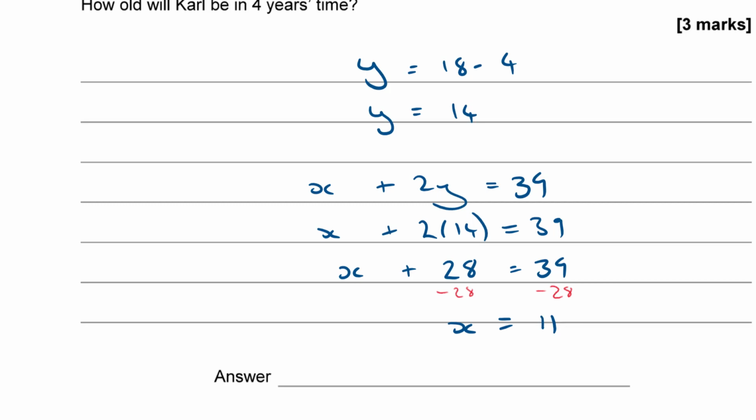The question says, though, how old will Carl be in 4 years' time? He's going to be 4 years older than this, isn't he? So Carl will be 11 plus 4, so that means he's going to be 15.